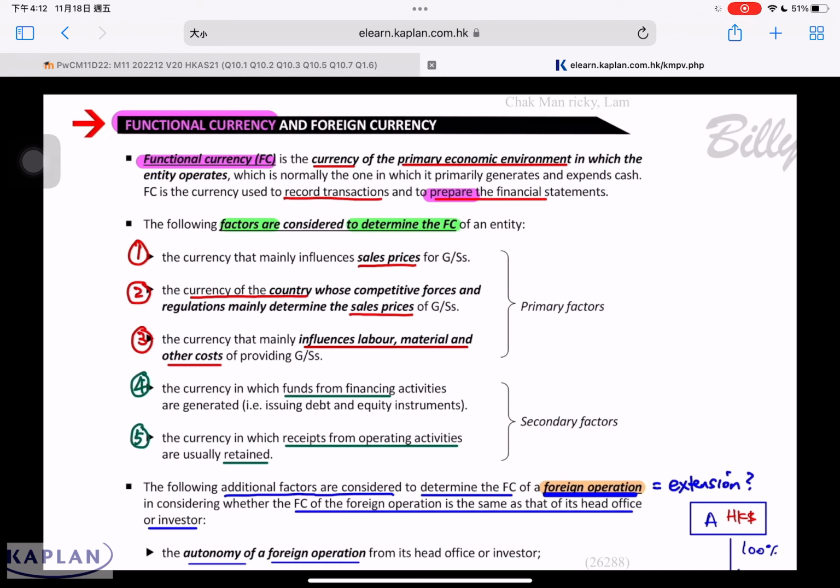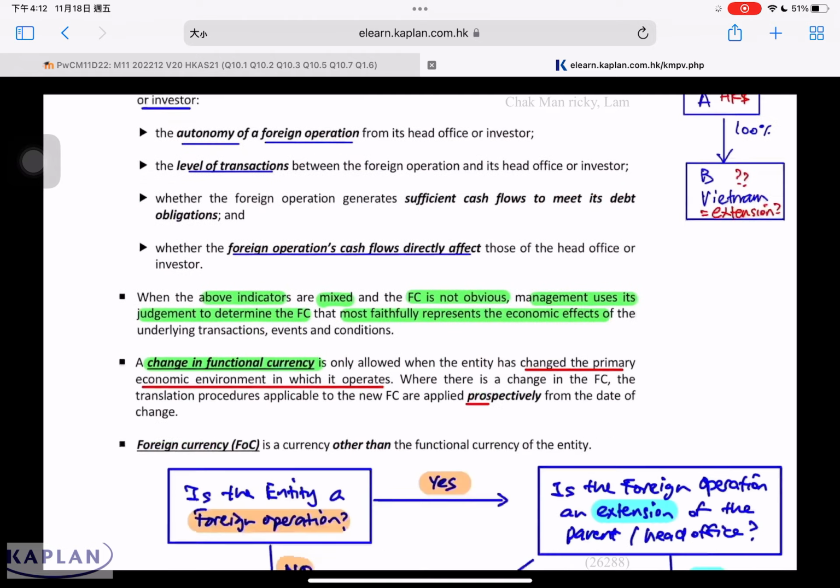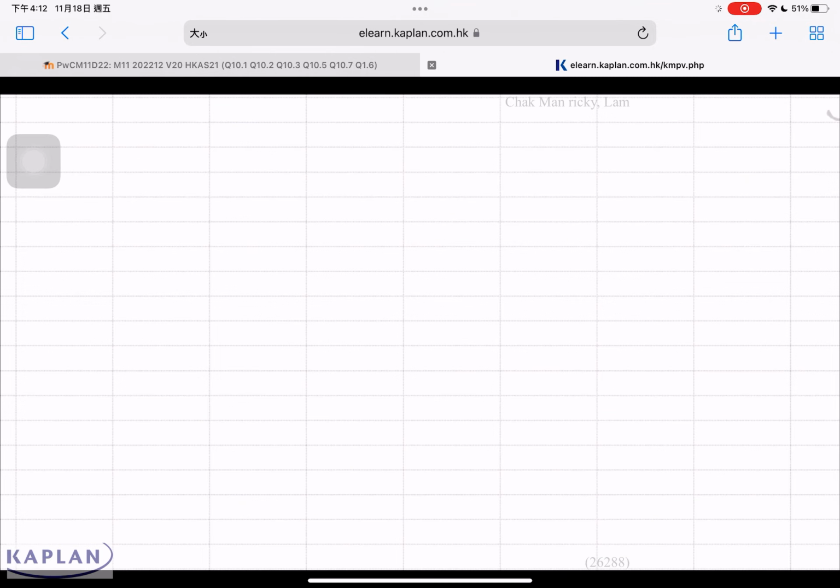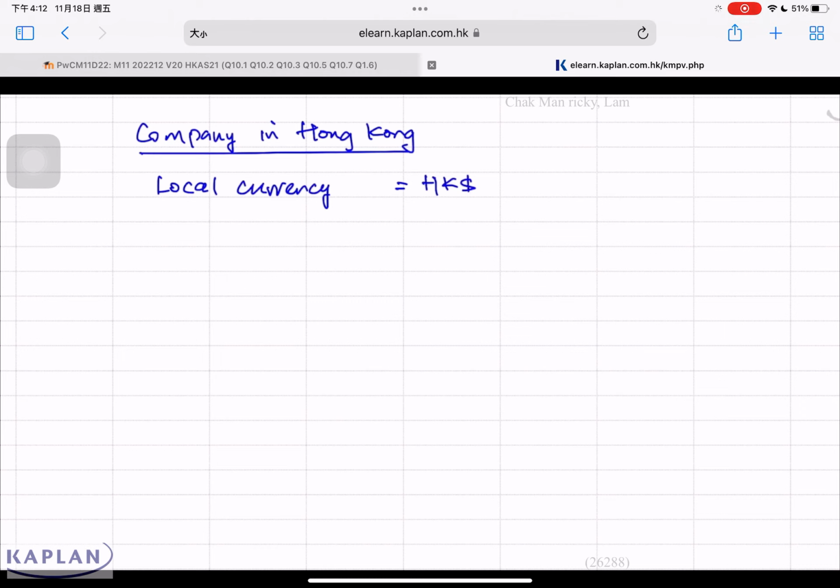After deciding the functional currency of an entity, the next issue we have to consider is what we mean by foreign currency. Foreign currency is any currency other than the functional currency. For example, we have a company in Hong Kong. Obviously, the local currency is Hong Kong dollar. Assuming that the functional currency of this entity is Australian dollar, maybe this company is an extension of a head office in Australia. This company is just a branch, an extension of the head office in Australia.